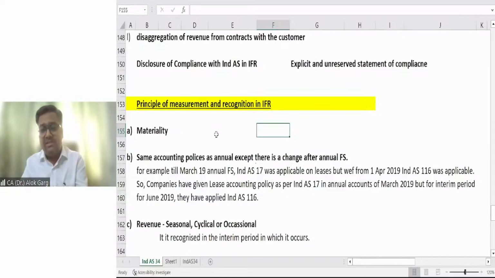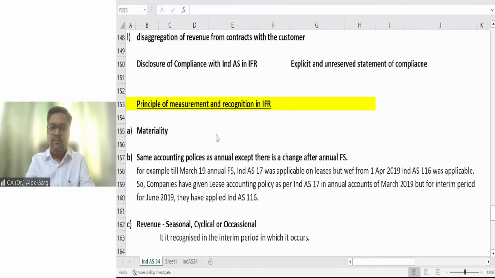Meaning, if there is a transaction of 5 crore and you are evaluating whether that transaction is material or not material, will you compare with the full year profit or will you compare with that period's profit for considering whether that transaction is material or not material in that particular period? What do you think?